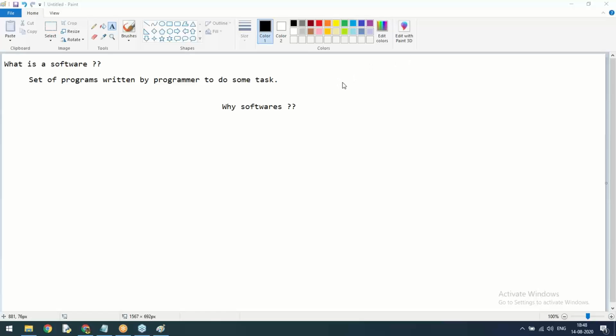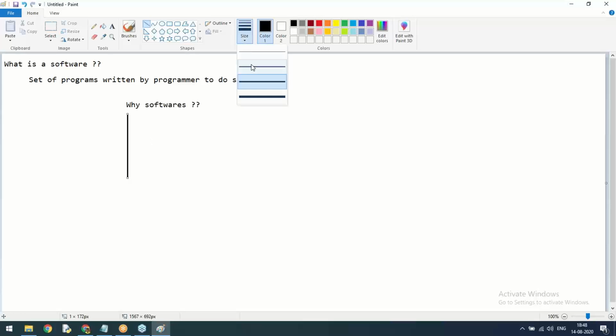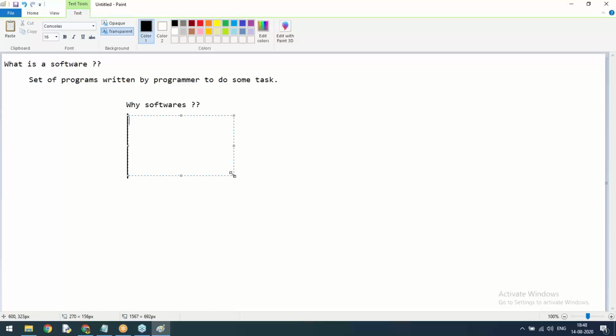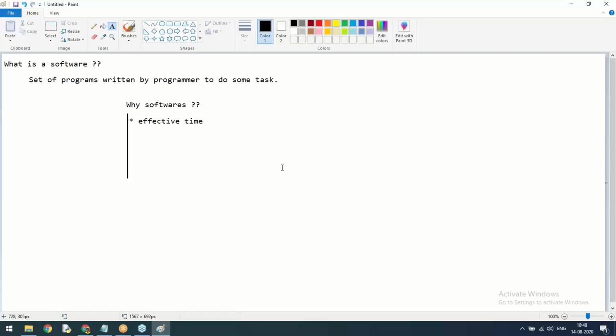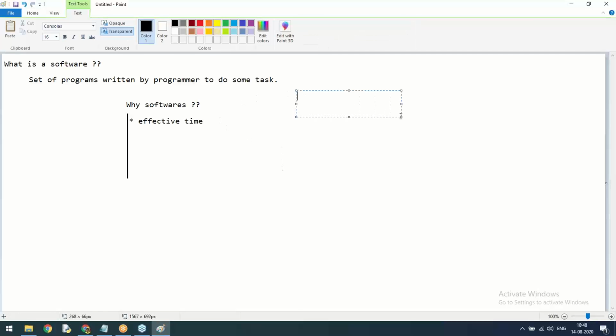So, first and foremost, people started thinking about software because of two reasons. The first reason is time. Nobody has time nowadays. Everybody wants things to be done faster. Time management, or effective time. Let me write it like this: effective time.